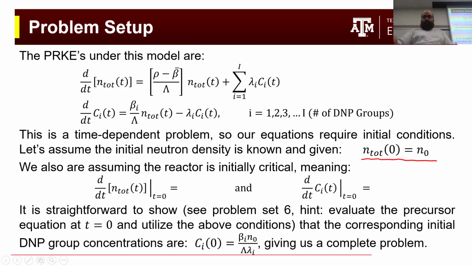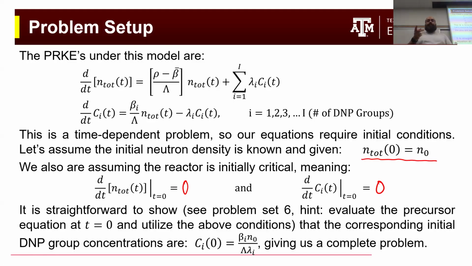And then we're going to assume that the reactor is critical, which means that at time zero, we're in a state of equilibrium. It means that our neutron population isn't changing with time, and it also means that our precursor densities aren't changing with time. So if we're critical, both of these quantities are equal to zero. The derivative of my neutron density at time zero is zero, and the derivative with respect to time of my precursor densities at time zero would be zero.